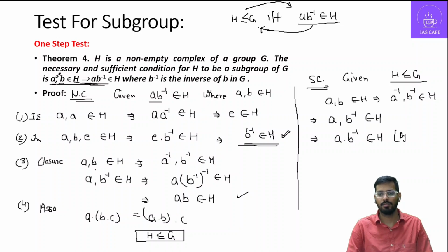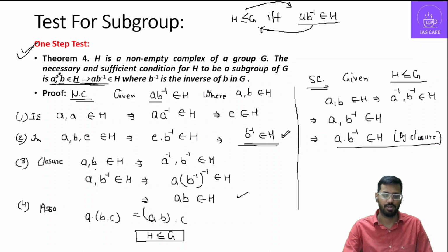Okay, by closure property. Okay, second part is also proved. So this one-step test is very useful for proving that a given subset is a subgroup or not.